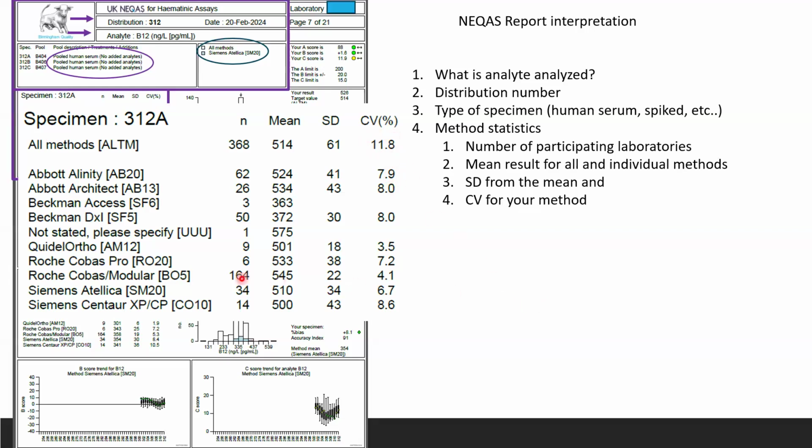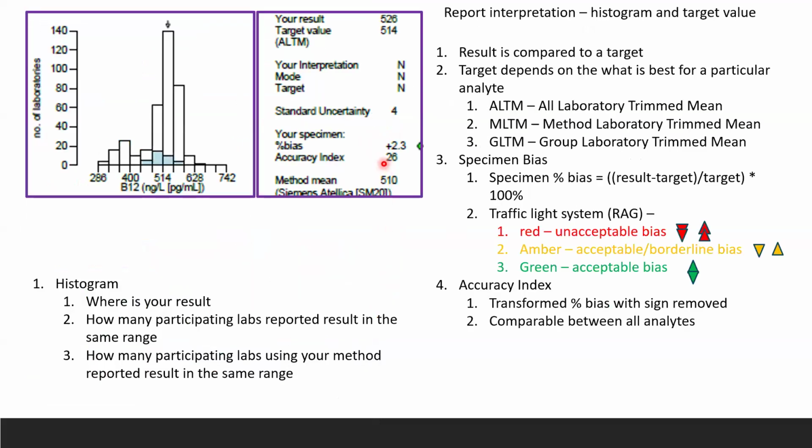In this particular example, if we look at it, the Quidel ortho method, this one here, has the lowest CV, meaning that of all these methods that are used in this particular analysis and distribution, this result is the one that is most precise. So then we are moving on to the next element of the EQA, and I'll probably spend a bit of time here because it's fairly relevant.